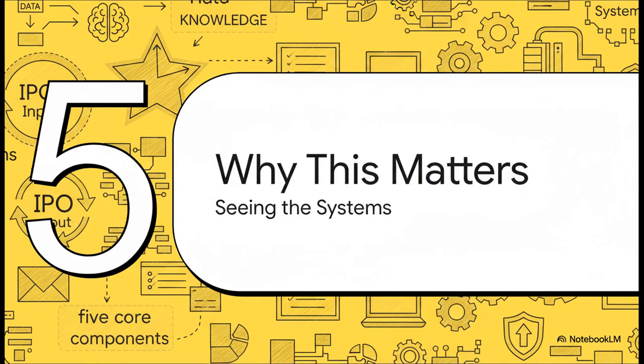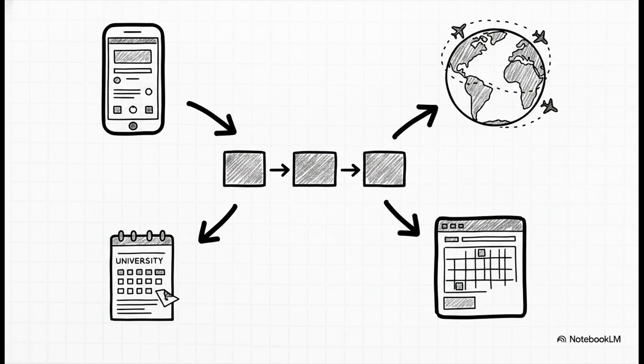Okay, so we have covered a ton of ground here. We went from data all the way up to knowledge, we learned about the simple input process output cycle, and we just broke down the 5 core parts of a system. So let's bring it all together and talk about why any of this actually matters. Because this isn't just some textbook theory, right? This is the invisible blueprint for our entire modern world. That banking app on your phone, the massive global system that makes sure planes don't crash into each other, even the website you use to sign up for classes, they are all, every single one of them, built on these exact same, super simple principles we just walked through.